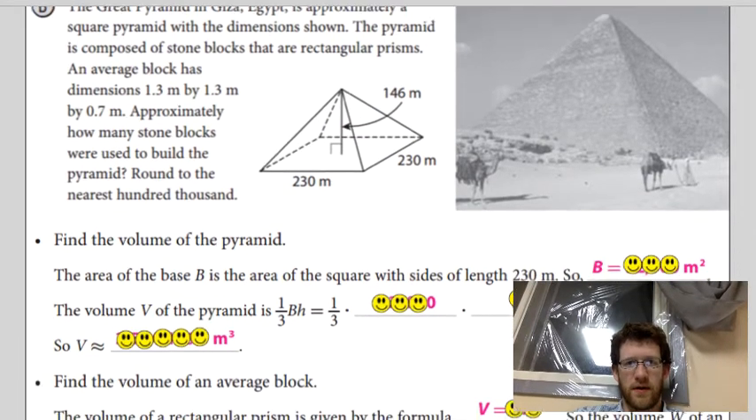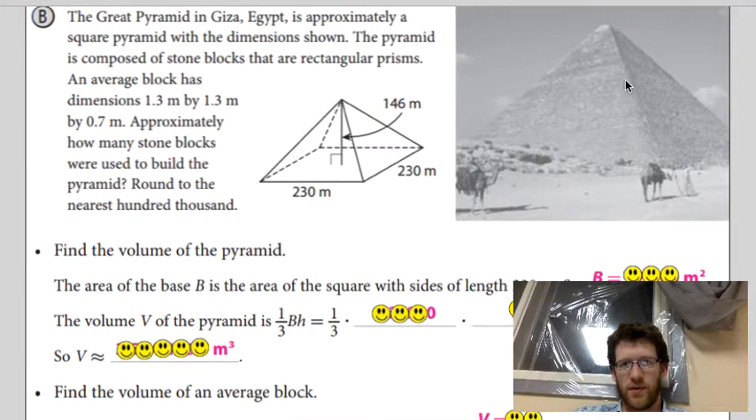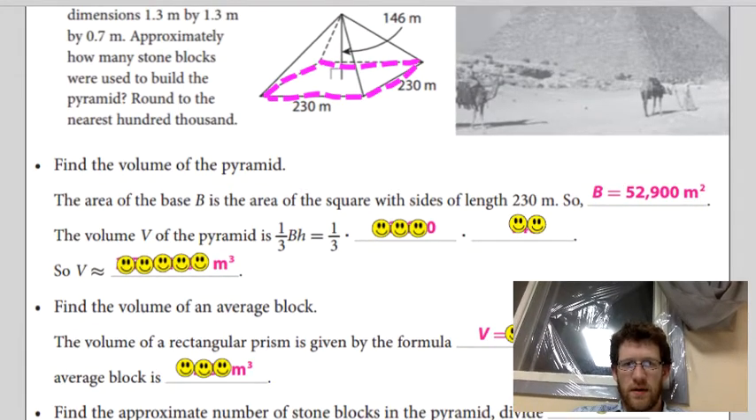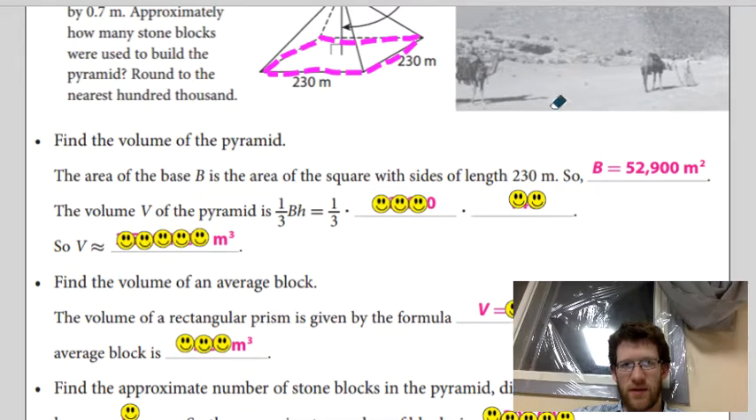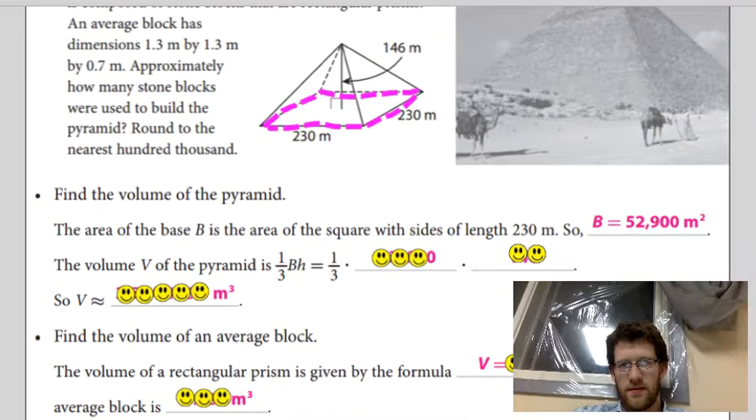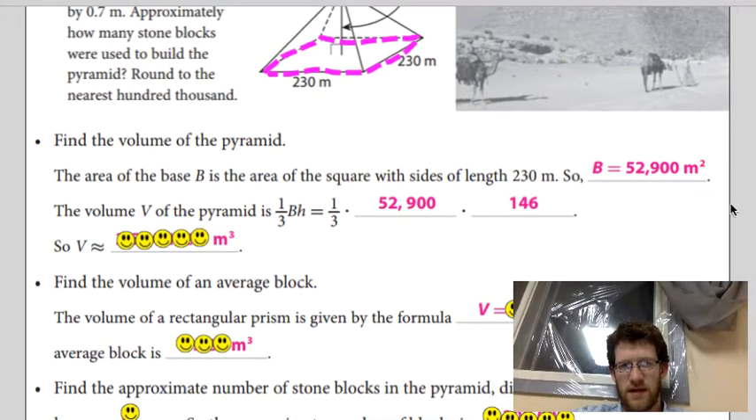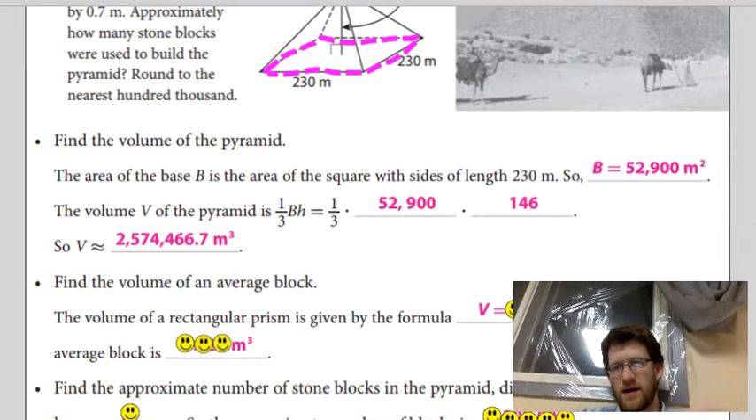So our example here, feel free to read it. It's about the pyramid in Egypt. Remember, it's 1/3 the area of the base times the height. Well, what's the area of this base? This section here, right? That area is 230 times 230, which is some big number. And then finally, the volume of the whole thing is that big number times the height times 1/3. So 1/3 times that thing times the height gives us a volume of this. And then they divide it out among the blocks.